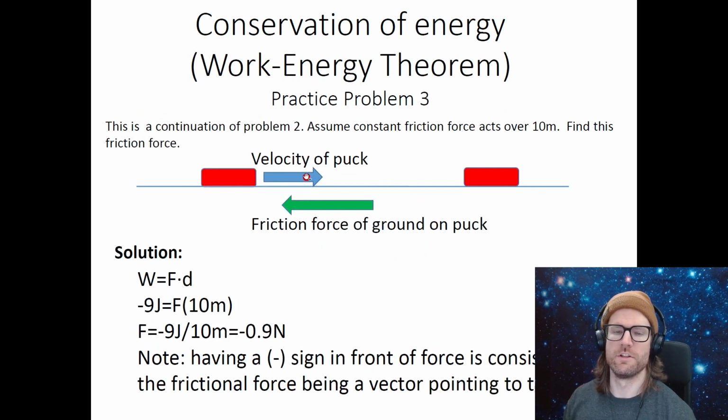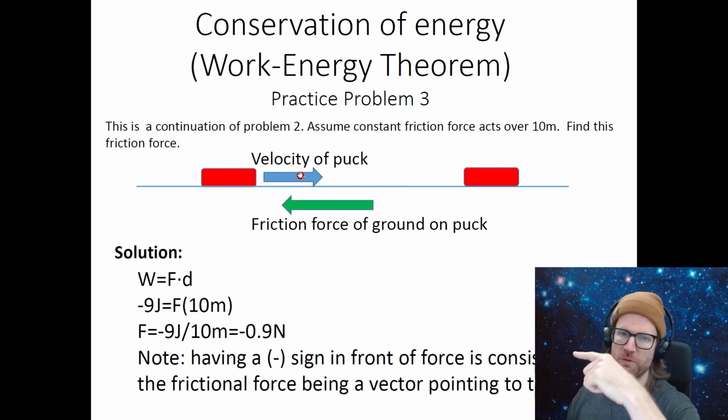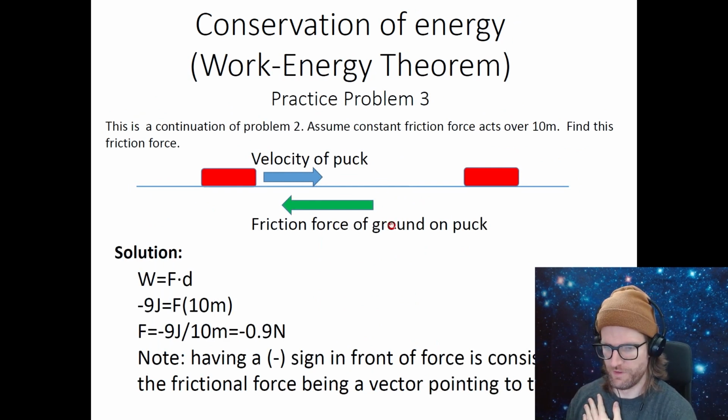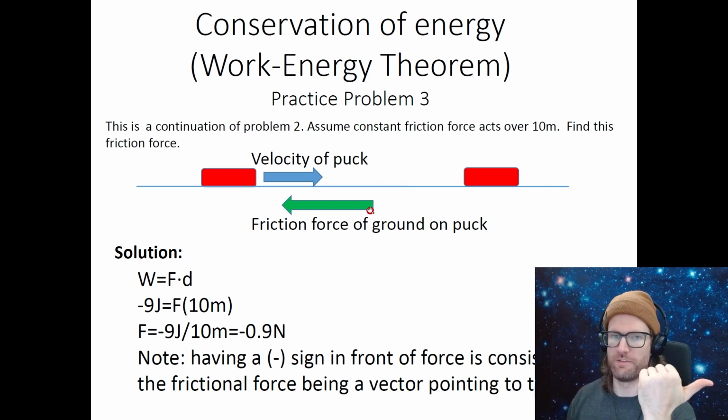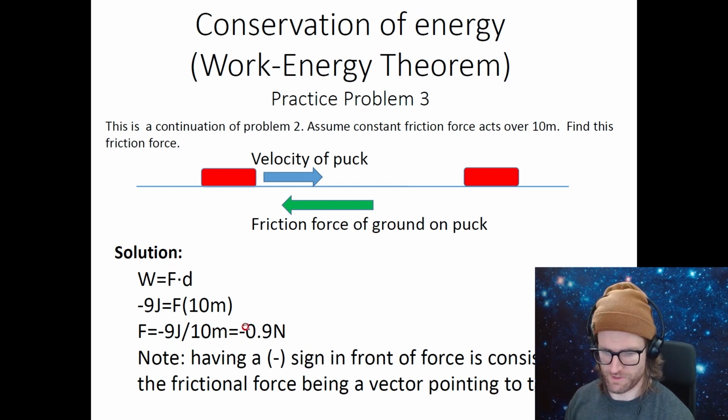Okay, this velocity of the puck is to the right. We're going to call that positive. And then the friction force to the left is negative. That's where this negative sign comes from.